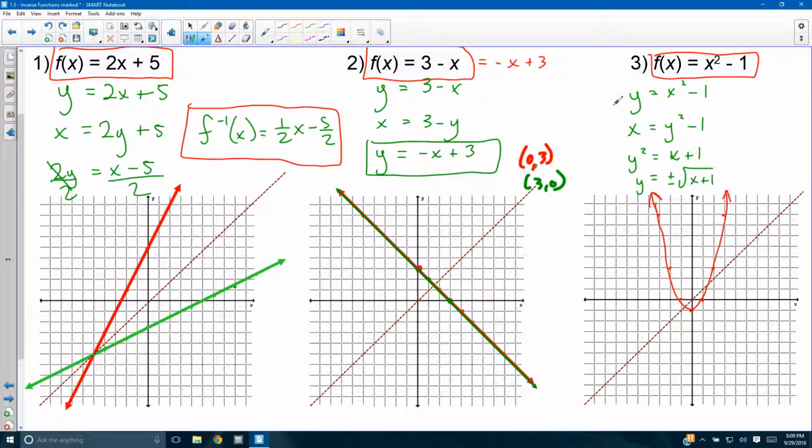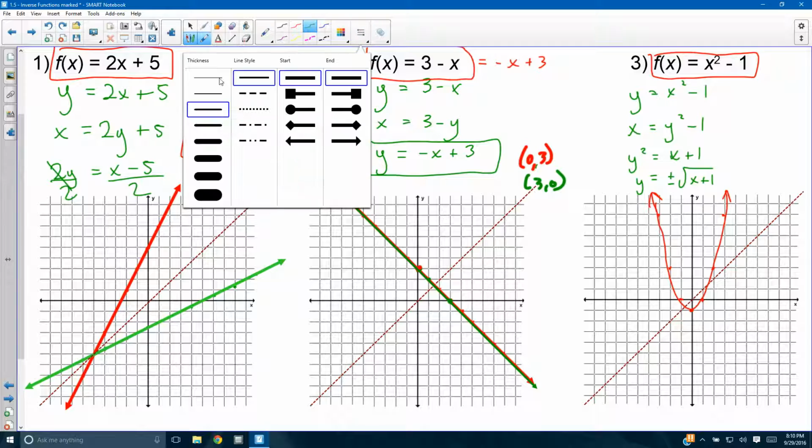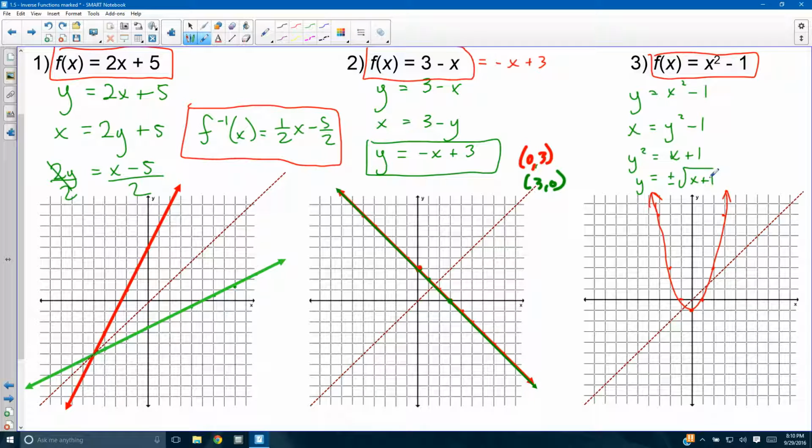This guy right here has a vertex at -1, 0. And its stretch factor is 1. And I'm going to go both above and below the x-axis here. So there, over 4 up 2, over 4 down 2, over 9 up 3, over 9 down 3. And I get this graph right here, which is not a function, but it's the inverse of a function, and it's still graphable. I may do that.